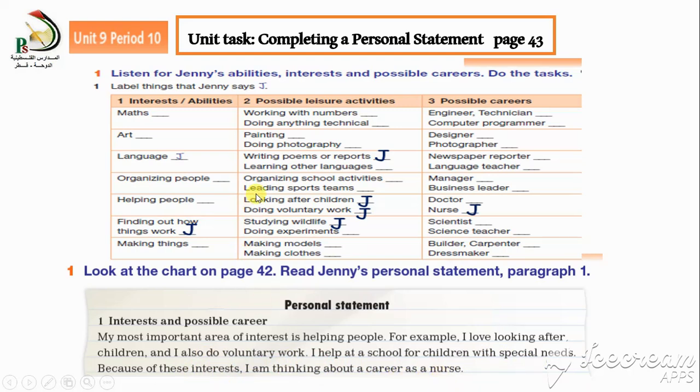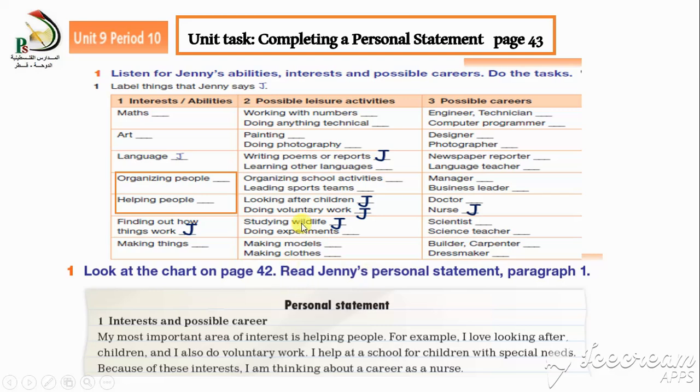That means that she started with her interests, talking in the present. Then, on the basis of these interests, what is she usually doing? And then what is her possible career? So this is our unit task.